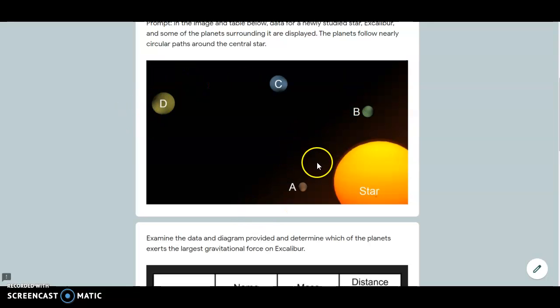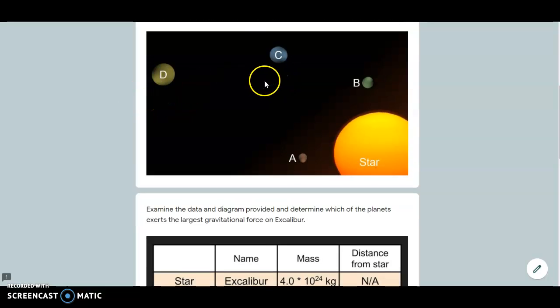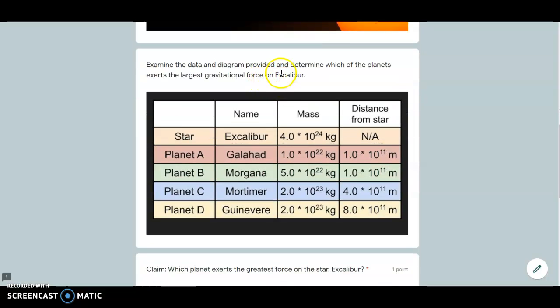So we can see here that there are 4 planets, A, B, C, and D. And we have some information from our picture to see that A and B are relatively close, C is slightly farther away, and D is the farthest planet away. We also can see that A is a fairly small planet, B is a little bit larger, C is even larger, and D is the largest of these. We have some data, and we can see that the data backs that up.